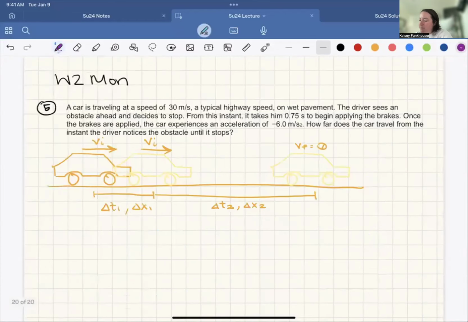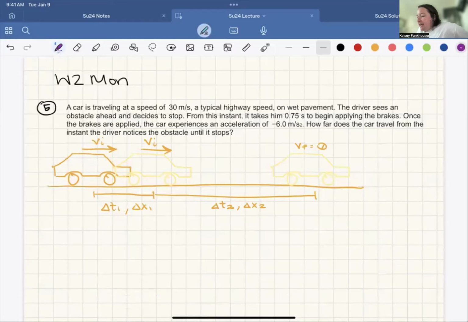Okay, last example now. I already have my picture because I feel like I drew a pretty good car, and I'm not going to be able to do it nicely again. So anyway, let's talk about the situation. I will describe the picture and then we'll do our knowns and unknowns.